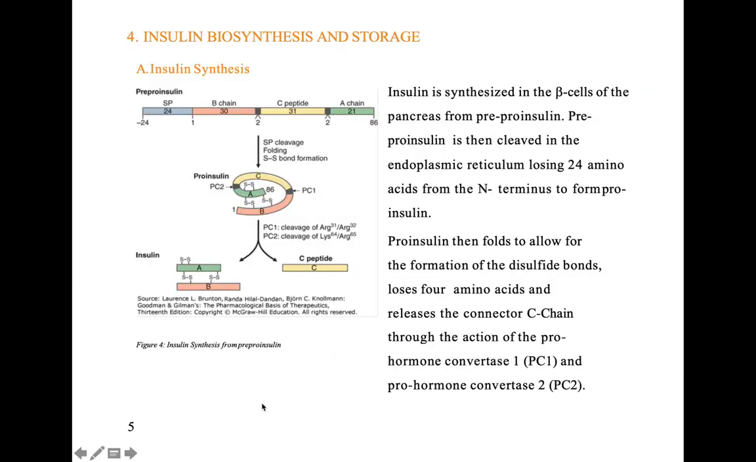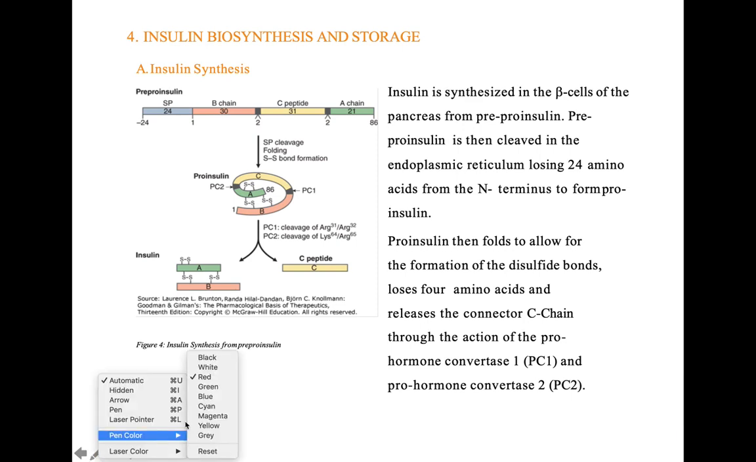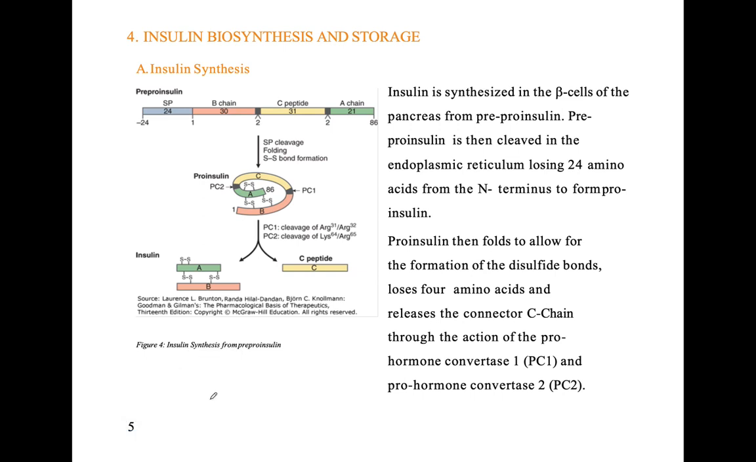Now let's talk a little bit about insulin biosynthesis and storage. Insulin is synthesized in the beta cells of the pancreas from pre-proinsulin. Before we go any further, I just want to mention that the alpha cells of the pancreas are also going to synthesize glucagon. So insulin is synthesized by the beta cells, and the alpha cells make glucagon.